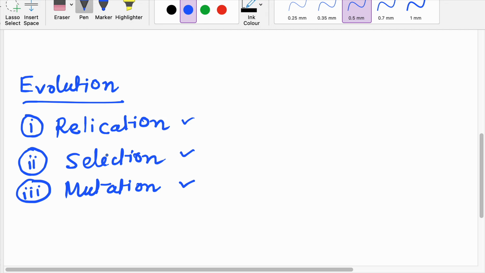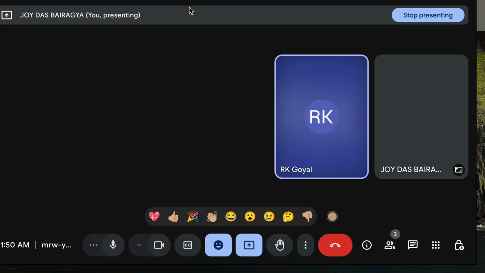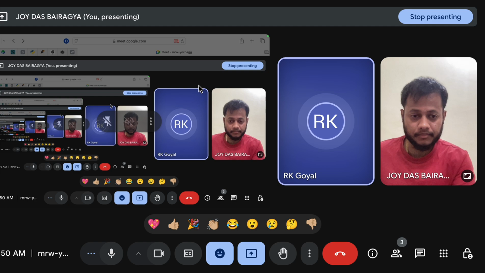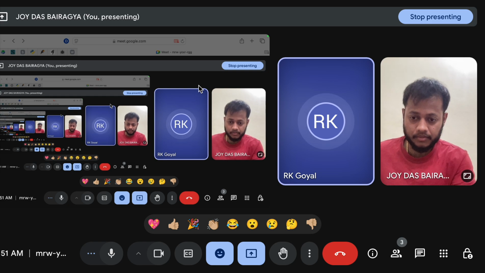I have a query here. Replication is fine, but who is responsible for carrying out the selection? And why is mutation needed, and does it happen automatically, or are there some factors responsible for carrying out this mutation?